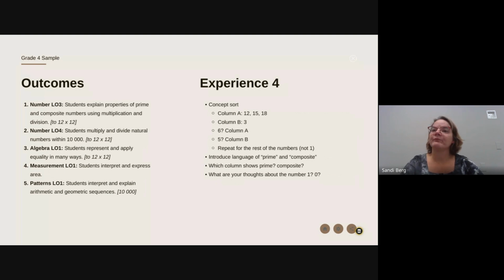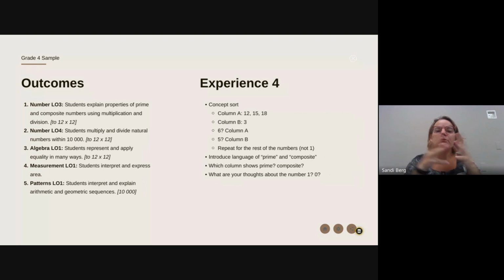Experience number 4. So this is a concept sort. So I'd make 2 columns on the board. In column A, I'd put 12, 15, 18. In column B, I'd put 3. And I'd ask the question, where do you think 6 would fit? It'd be column A. Where do you think 5 would fit? And I'd show it'd be column B. And repeat for all of the other numbers except for the number 1.